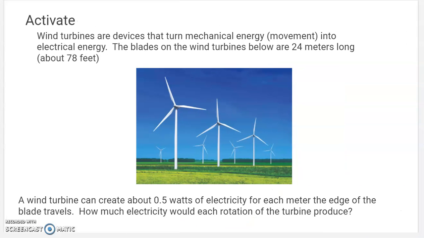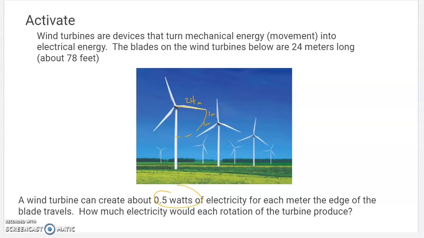So on to this problem you thought about. This is an application of that. Wind turbines are devices that turn mechanical energy into electrical energy. The blades on the wind turbines below are 24 meters long. It says a turbine can create about half a watt of electricity for each meter the edge of the blade travels. So as this moves 1 meter, we would get half a watt of energy, and as it moves 1 more meter, another half a watt, and so on.